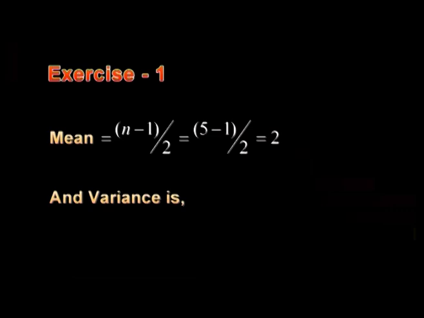First, let us find the population mean and variance. For a discrete uniform distribution, mean is equal to n minus 1 by 2, which is 5 minus 1 divided by 2, equal to 2. And variance is given by n square minus 1 divided by 12, which is 5 square minus 1 divided by 12, equal to 2.